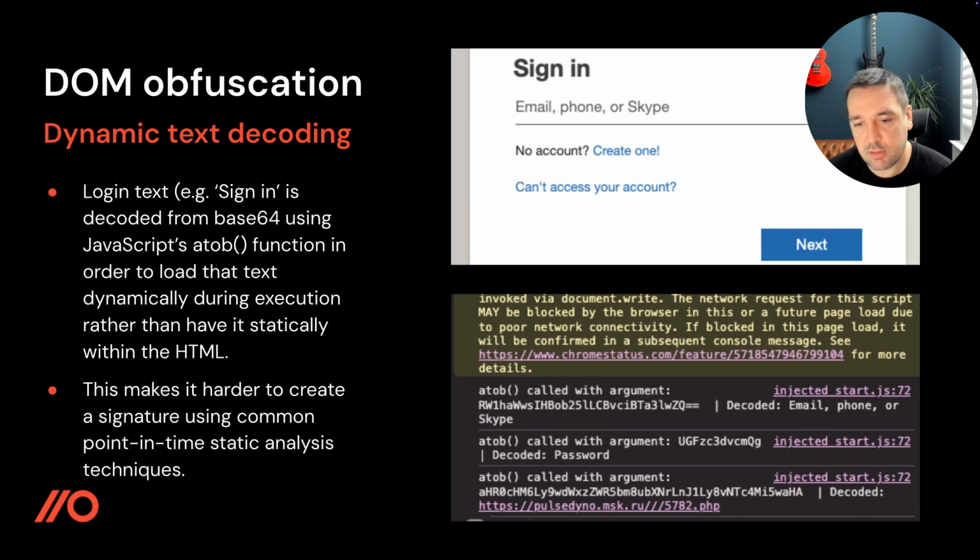And if you look at this example, we've seen that wasn't in the original HTML code. It's actually decoded at runtime along with some other interesting bits, like another Russian domain to access, and the password component. It's decoded from base 64, and this just makes it harder to create a signature using point-in-time static analysis techniques. So if your proxy server is looking at what goes back and forth on the wire, they're not going to see that specific string in the HTML because it's going to get loaded from some other place and then decoded from base 64. And so it's just a general obfuscation technique.